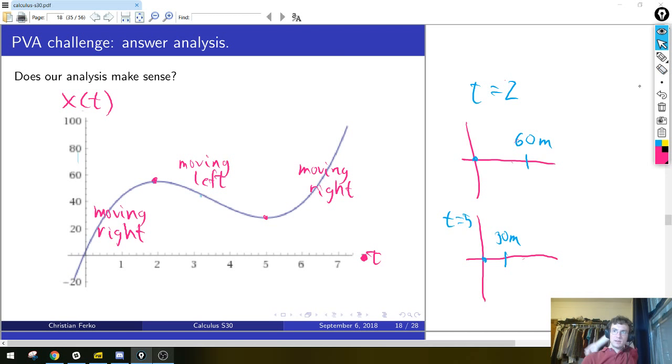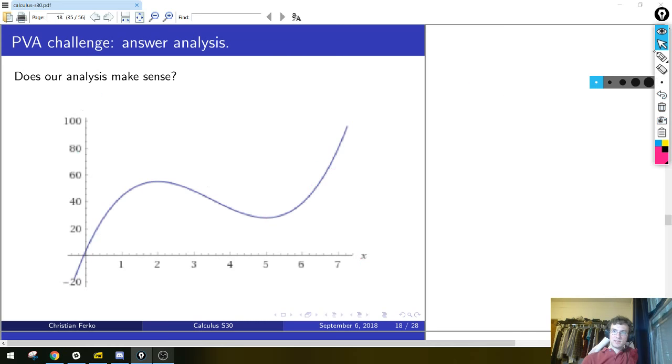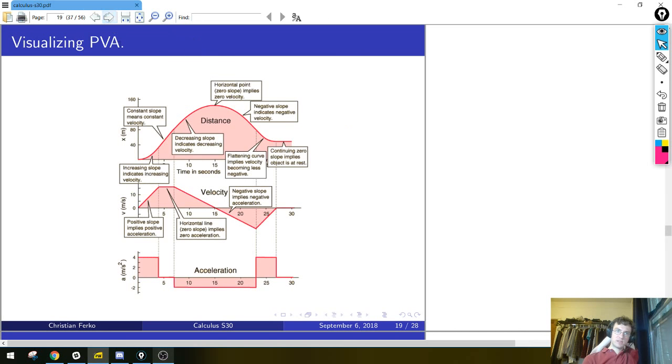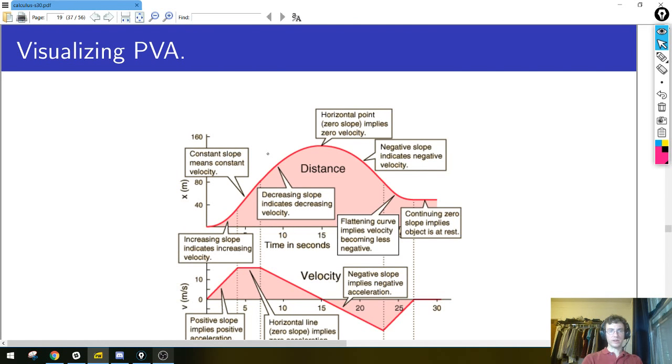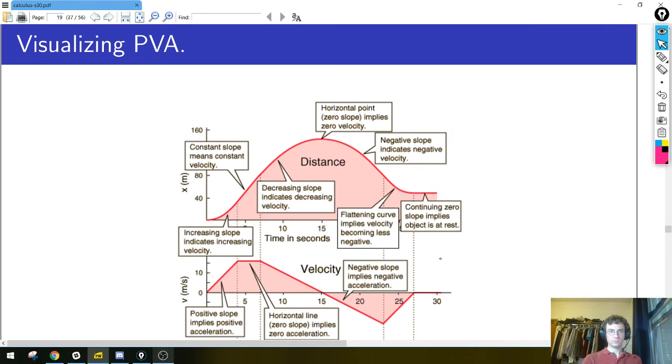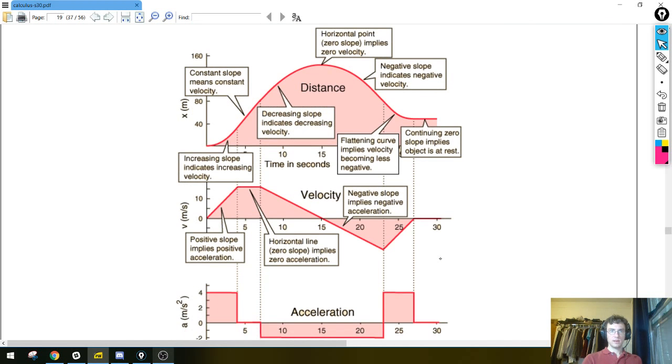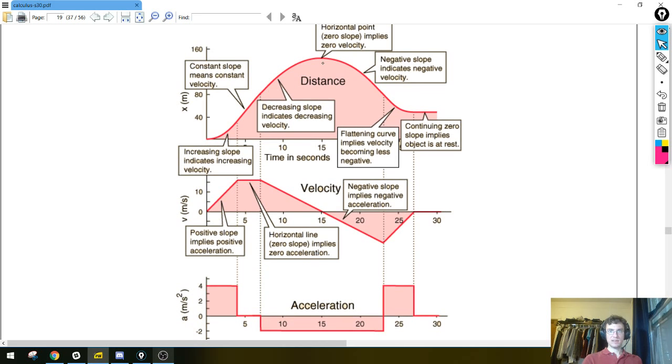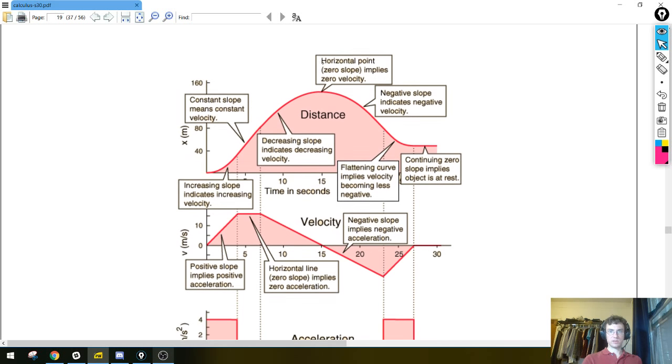Okay, so to solidify our intuition about PVA, I'm going to stack 3 graphs, position, velocity, and acceleration, all together. And let's zoom in and just think about this a little bit to make sure we can interpret all 3 of these. So this is now, again, position versus time. So again, higher here means further to the right.